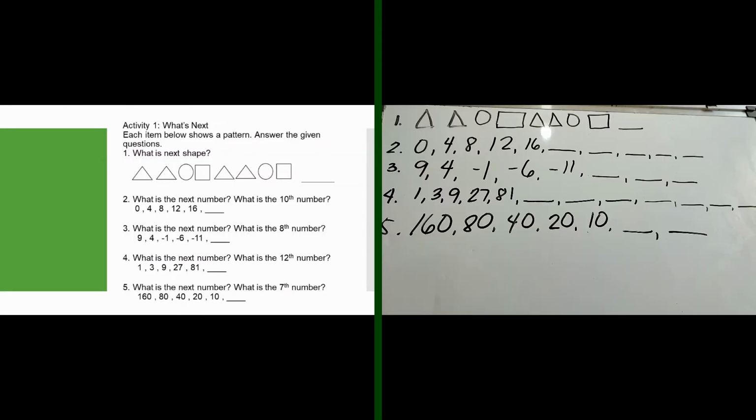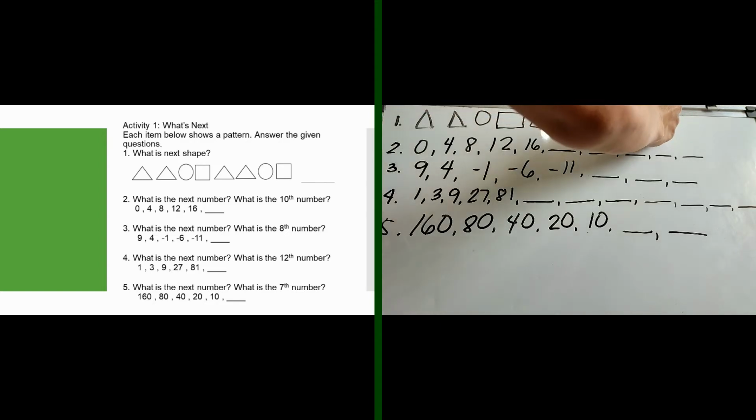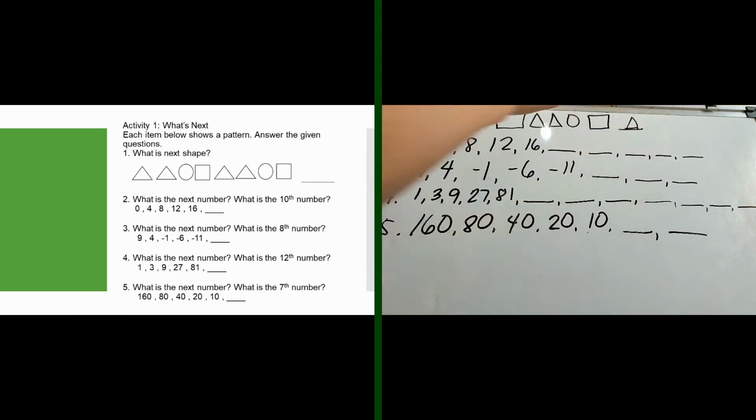Okay, so let's have the first one. So we have in here triangle, triangle, circle, square, triangle, triangle, circle, then square. So if we're going to take a look on it, the next shape will be triangle, right?